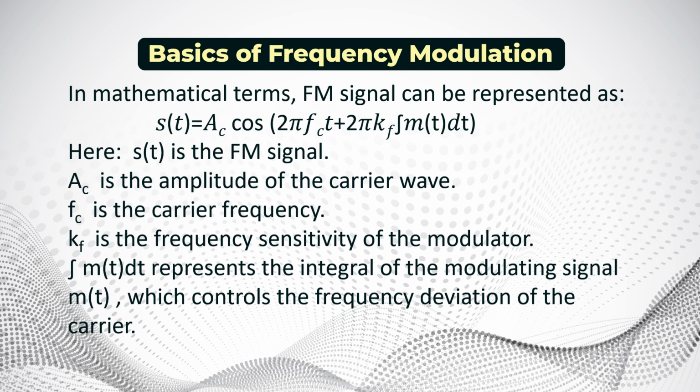Here s(t) is the FM signal, Ac is the amplitude of the carrier wave, fc is the carrier frequency, kf is the frequency sensitivity of the modulator, and m(t) is the modulating signal. The integral of m(t) dt represents the integral of the modulating signal, which controls the frequency deviation of the carrier.